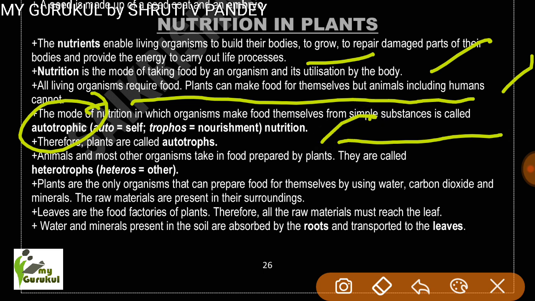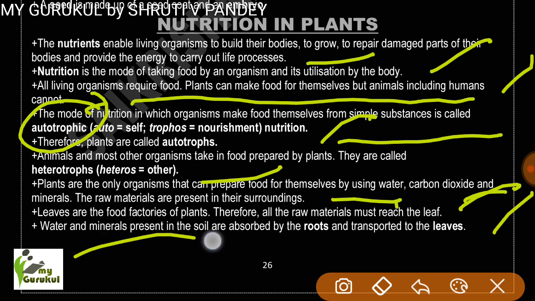Animals and most other organisms take in food prepared by plants. They are called heterotrophs. Plants are the only organisms that can prepare food for themselves by using water, carbon dioxide and minerals. The raw materials are present in their surroundings. So leaves are the food factories of the plant. Therefore all raw materials must reach the leaf.